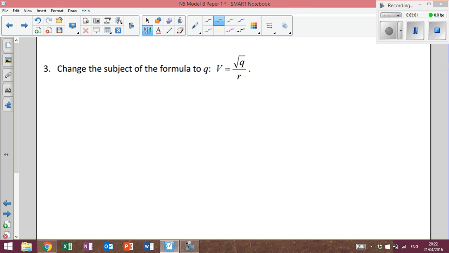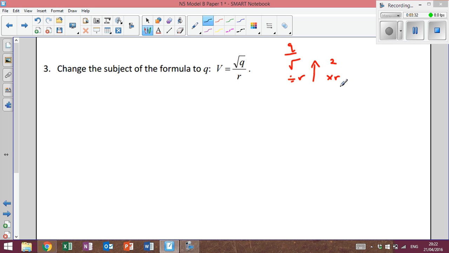Question three, we're changing the formula to make Q the subject. Now what we're going to do is have a look at what's being done to Q first. The two things being done to Q are, first, finding the square root, and then dividing by r. To cancel these out, we firstly cancel out the divide by r, so we're multiplying by r, and then to cancel out that square root, we're just going to square it.